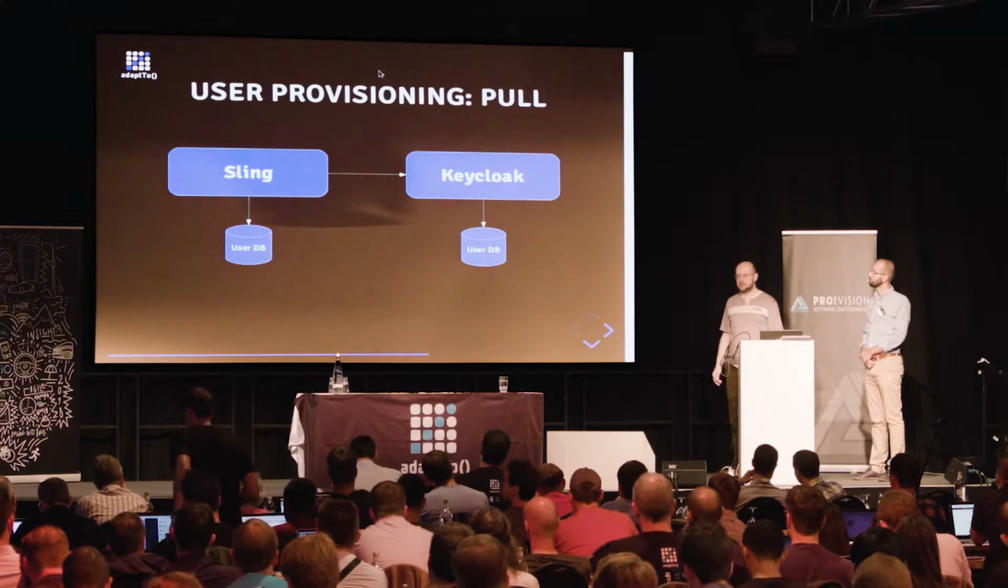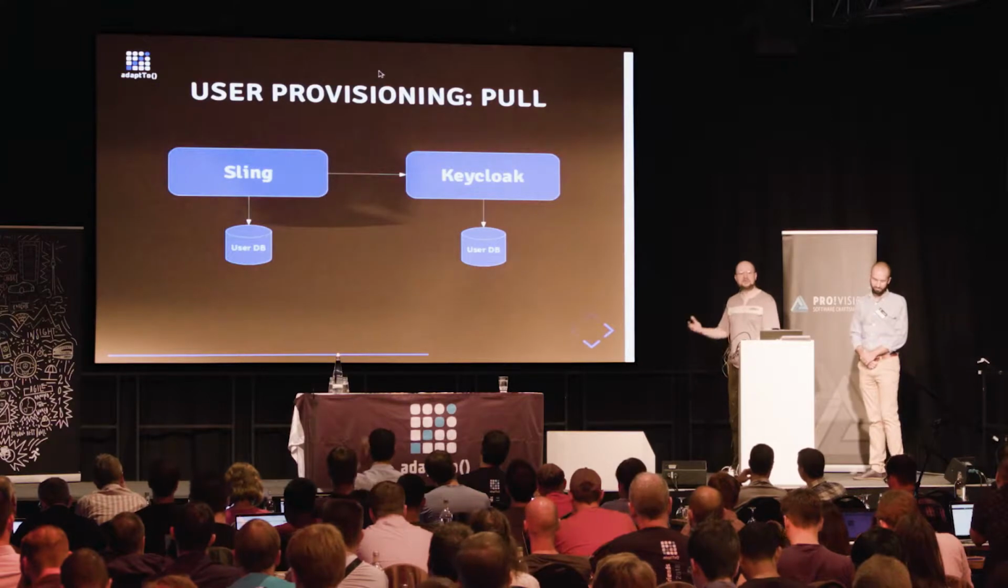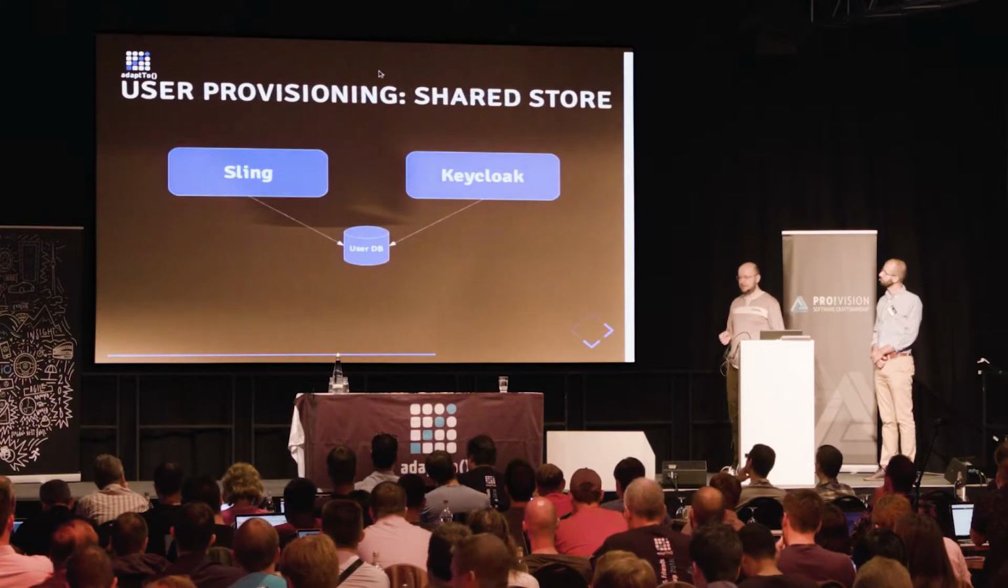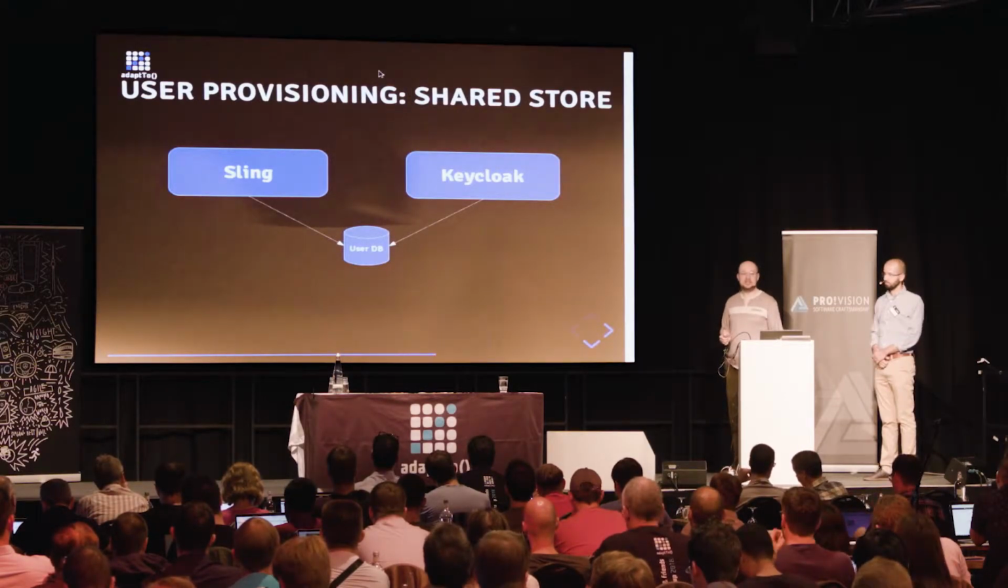The second approach is pull provisioning, or synchronization, as we call it in some contexts. That means that in Sling, there should run some periodic task that polls Keycloak for identity data changes and pulls them. And the third approach is using a shared user database. So we do not need any synchronization, push or pull. It will be just an external database that contains user data.